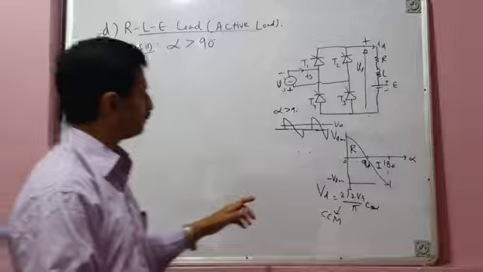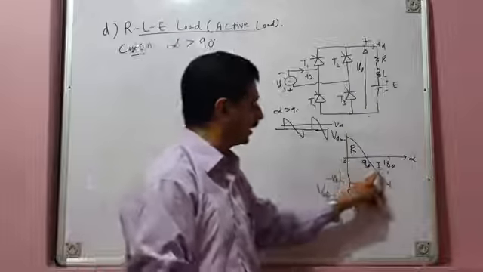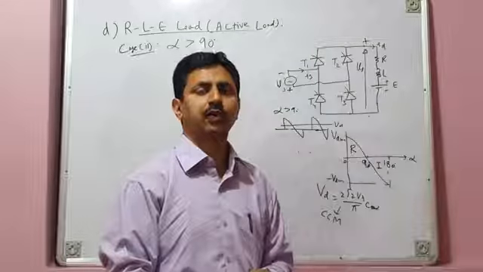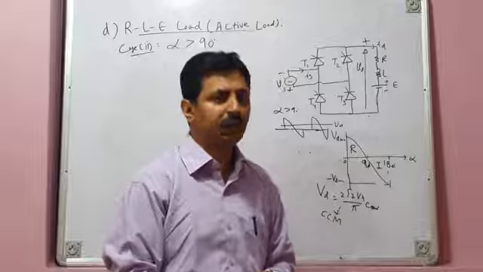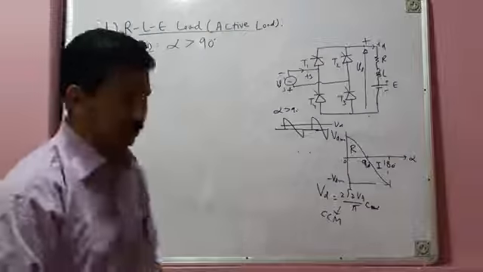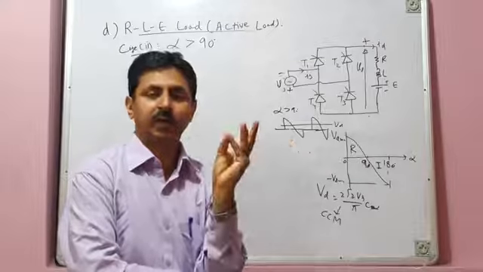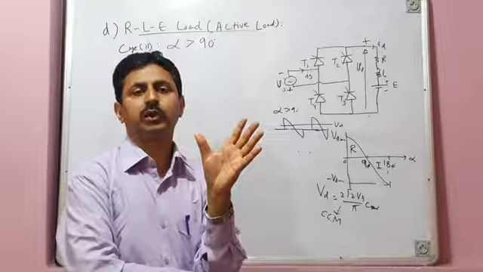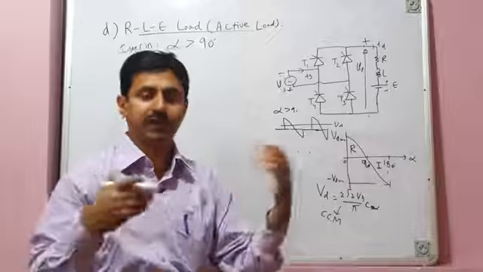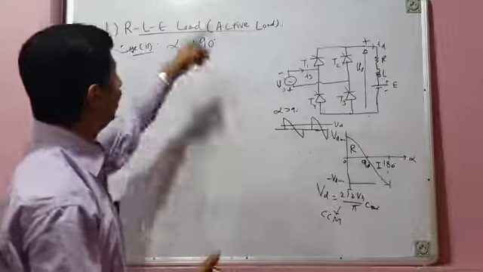So for alpha greater than 90 degrees, your converter average output voltage should be negative. That is possible only if your load is not a passive load, but an active load. Your R load, L load and RL load are all passive loads. They do not have their own energy. Your RLE load is an active load.